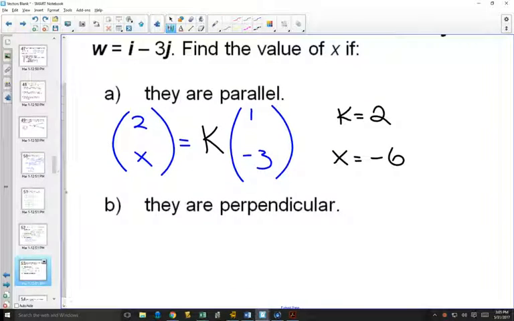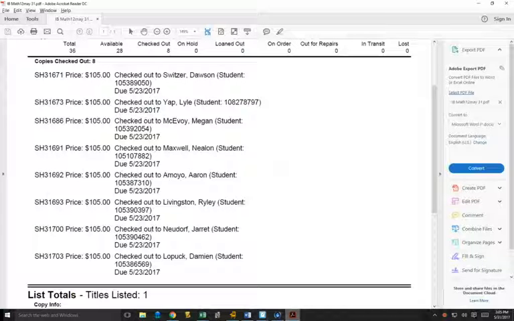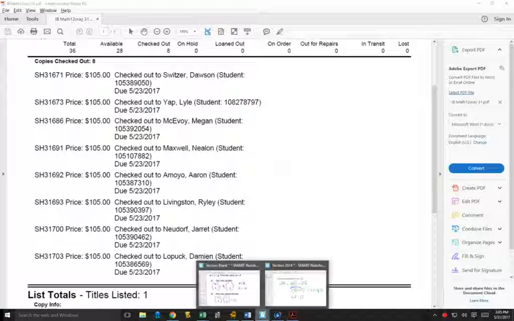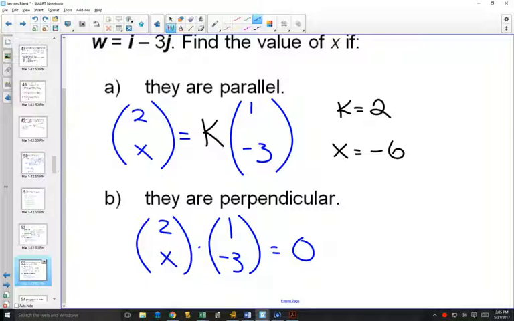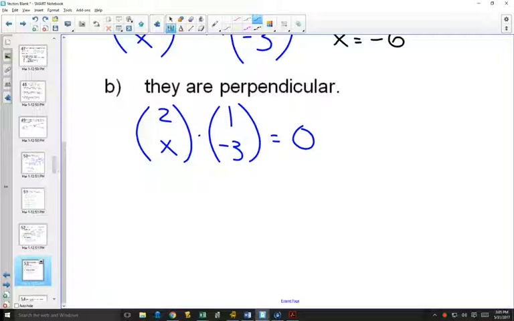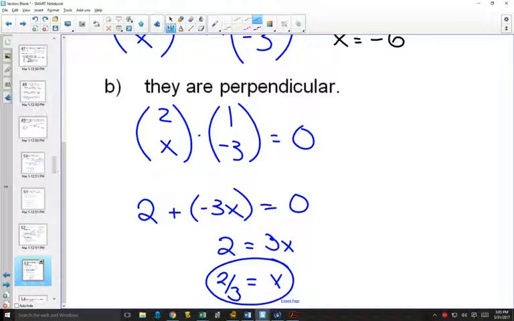If they're perpendicular, that means that the dot product of these two vectors would have to equal 0. And that's not, oh, there's everybody who hasn't returned their textbooks. Perfect. Let's try that again. So the dot product would say 2 plus a negative 3x would have to equal 0. So 2 is equal to 3x. Divide by 3, and you get x would have to be 2/3.